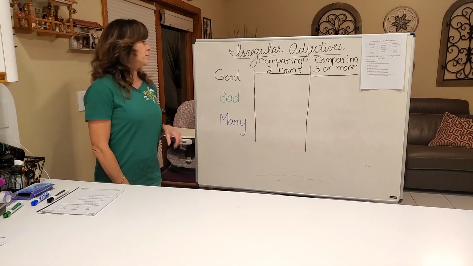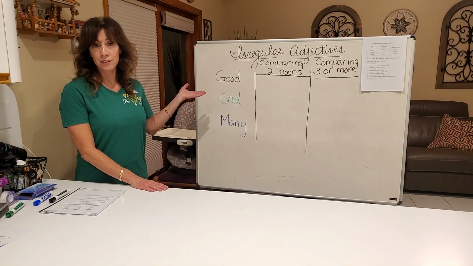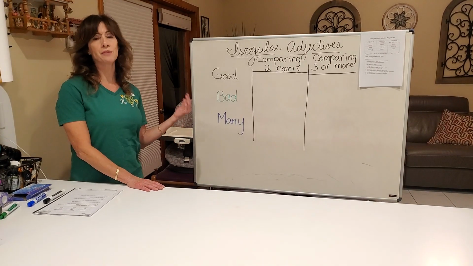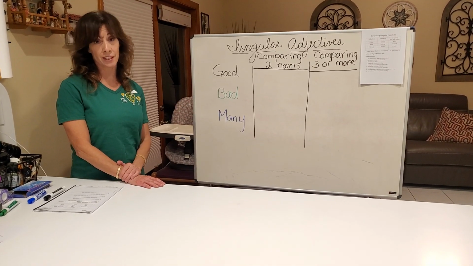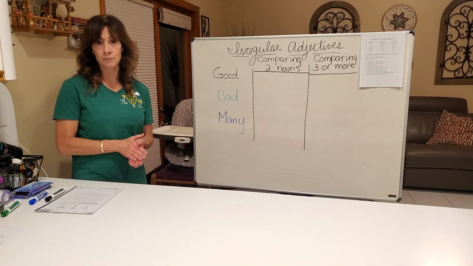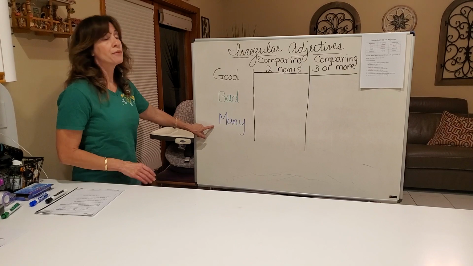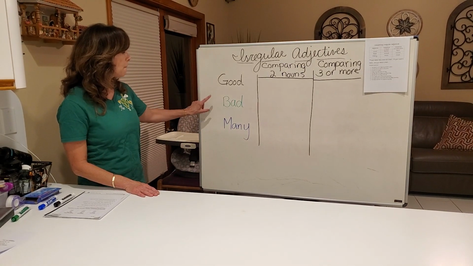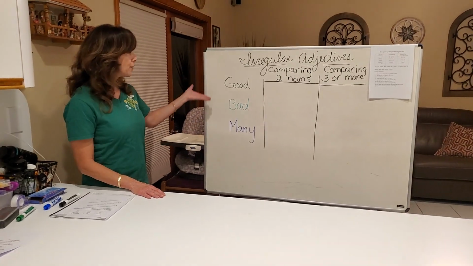There is one problem though. There are irregular adjectives. Just like I always tell you, there's weird ones in nouns, weird ones in verbs. Our English language is like that. There's always irregulars, ones that do not follow the rule. These are three of the irregulars. It's not all of them, but these are the ones that we're going to learn. Good, bad, and many. These are adjectives.